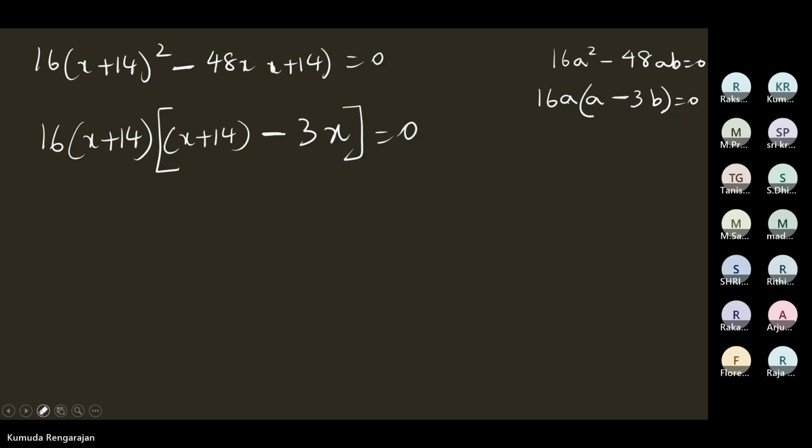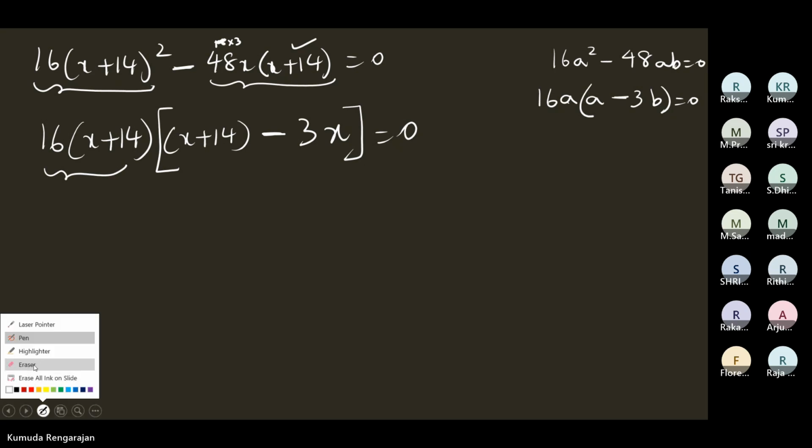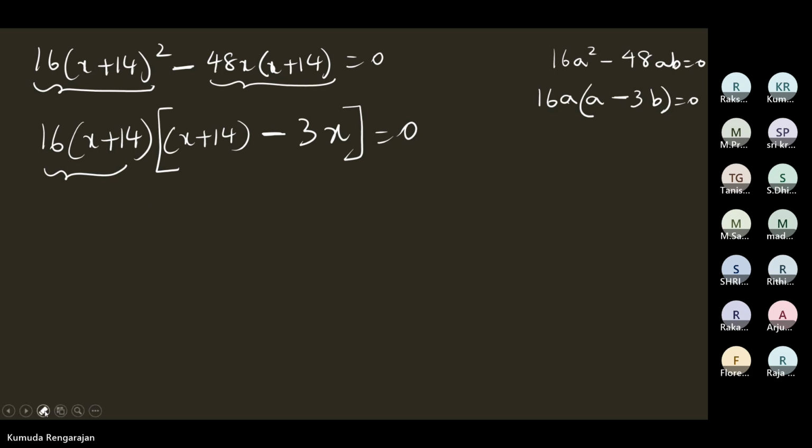In the same way, 16 into x plus 14 is common, but we need to get the product as 16 into x plus 14, the whole square. So there's like 16a here, but you need to get 16a square. So into x plus 14. Then this is the second term. This should be the product. What do you have outside? 16 into x plus 14. So there is 16, but 16 threes are 48. The 16 outside, and x plus 14 is also there outside. So inside the bracket, you will get 3x. So 16 into x plus 14.